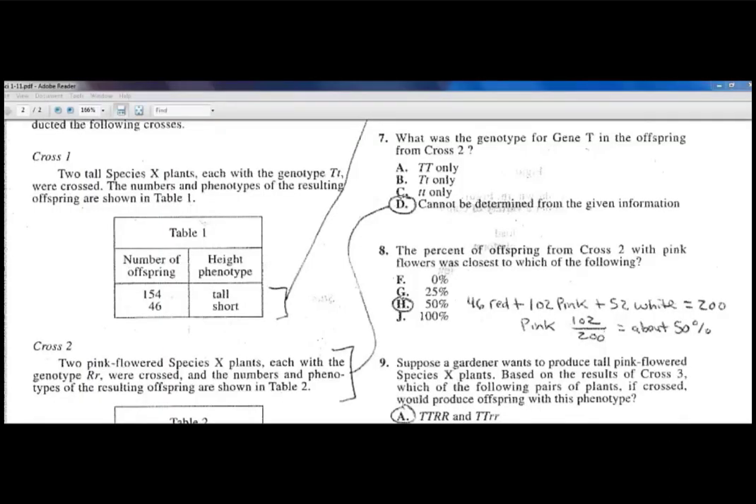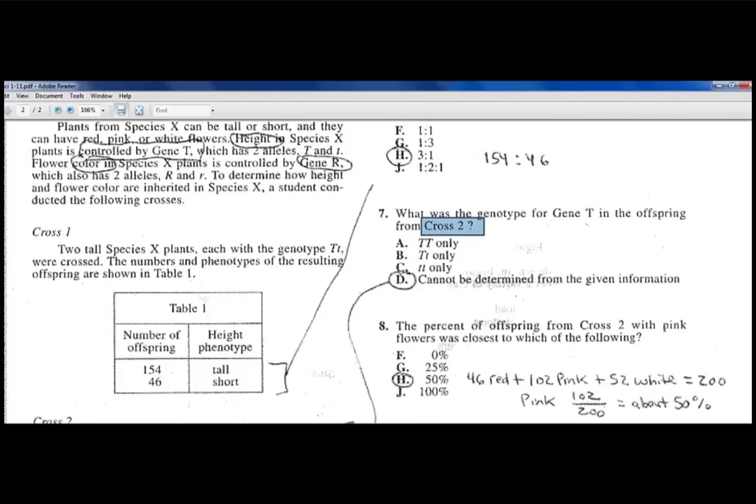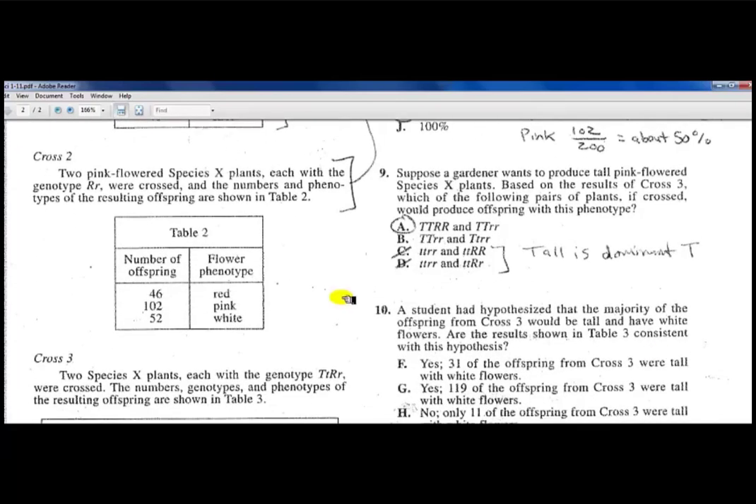Test 68C, Science, practice problem number 7. Number 7 states, what is the genotype for gene T in the offspring from cross 2? First thing we need to do is scroll on down and take a look at cross 2, and we're looking for gene T's genotype. So cross 2 is right here. When we look at cross 2, let's quickly glance at table 2, and we don't see anything about gene T in here. It just says number of offspring and flower phenotype. There's nothing about T in here.